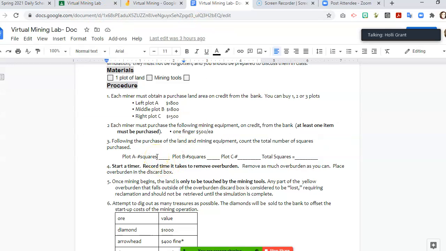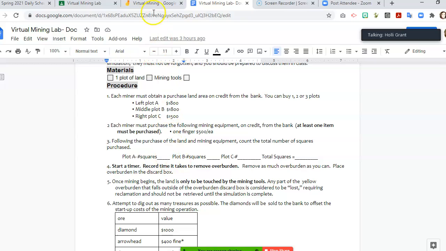So decide if you're going to buy plot A. What's that? Say that again, Niall. What's going to happen is at the end, we're going to, what's frozen? Oh, up here? Sorry. Okay.